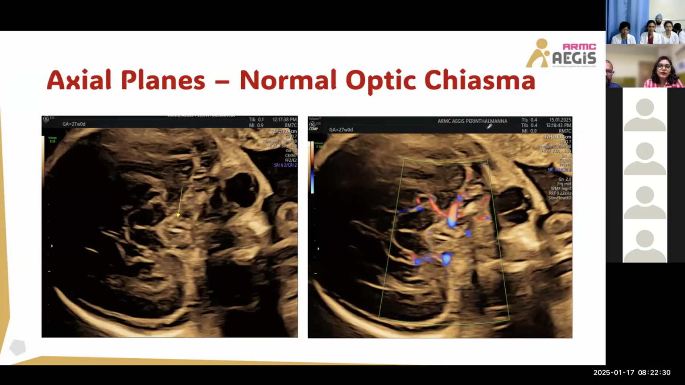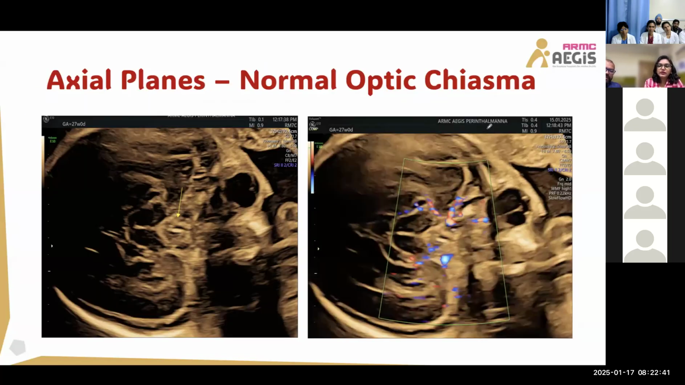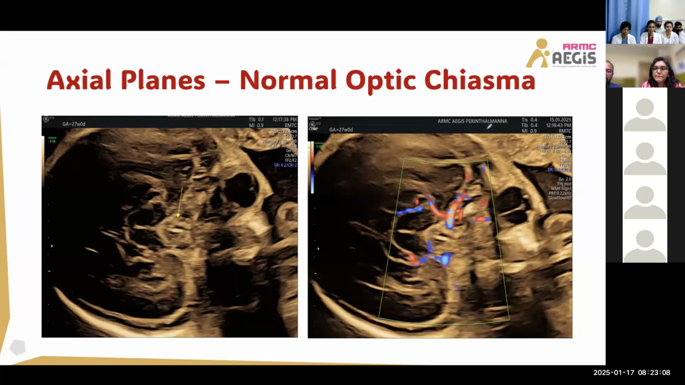And this is an axial plane showing the normal presence of the optic chiasma within the plane of the circle of Willis. Actually, we suggested fetal MRI for this case, but the couple unfortunately didn't turn up. For the students, this is a different case where we just wanted to show the optic chiasma. In the previous case, we could not see the optic structures that well, and we had advised MRI. But as is a common scenario, they had not done it, and we lost the follow-up.